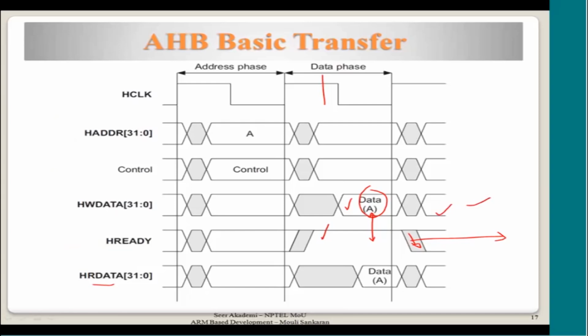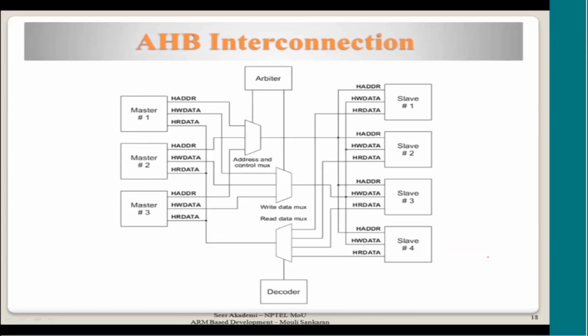And what about this? This is for reading the data. When the slave says that it is ready to provide the data, then the master can read the data from here. So the first one shows a write of data from master to slave, and this is a read of data from the slave by the master. The data will be available when HREADY, the ready from the slave, is made high. I hope this is clear to you.